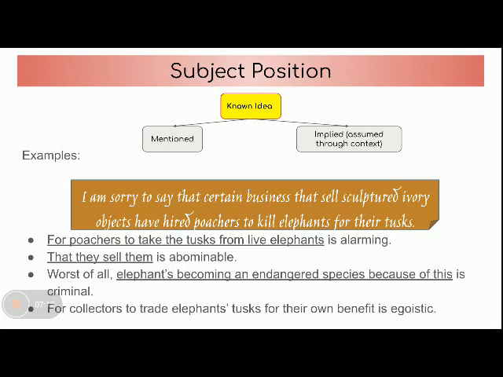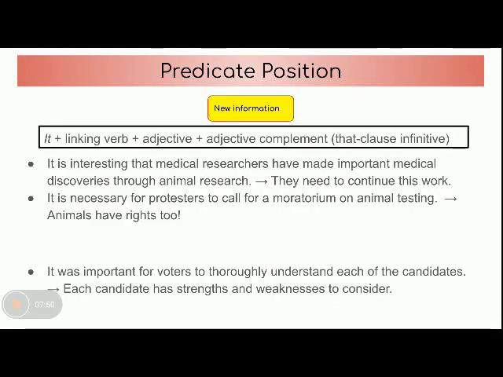Another example: for collectors to trade elephants' tusks for their own benefit is egoistic. In the sentence, you can infer that for collectors to trade elephants' tusks for their own benefit is the adjective complement of the adjective egoistic, and its position is on the subject. Next position is the predicate position.